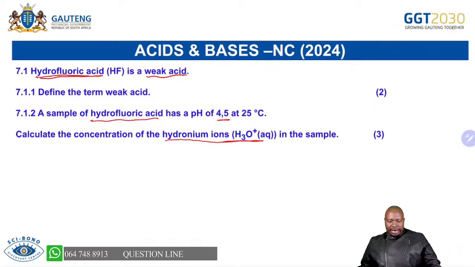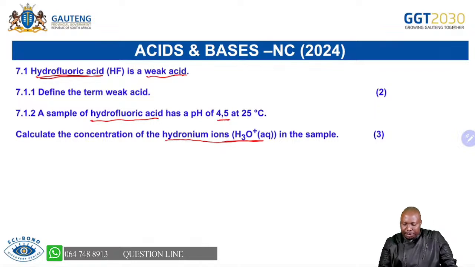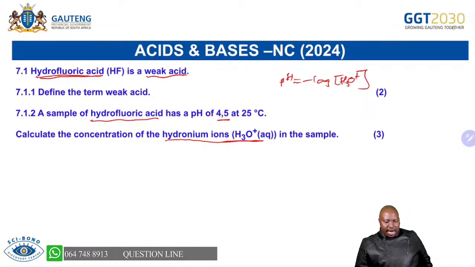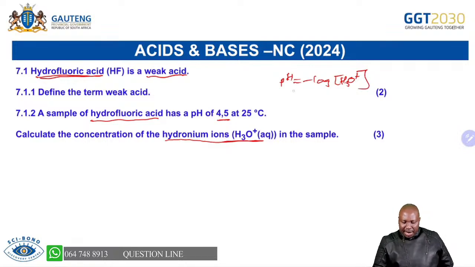So you can see that now the formula is still the same, pH equals minus log concentration of H3O+. You write your formula as expected, and then you are able to say, okay, pH is given as 4.5.